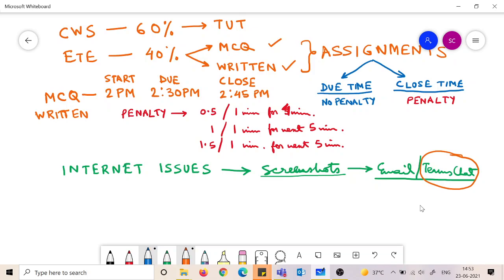So please set up your internet system very properly and have an alternate medium of communication also ready, so that even if one device is facing some problem, you can do it with another device, at least within 1 or 2 minutes. It will not accrue so much of a penalty. So please keep this in mind.